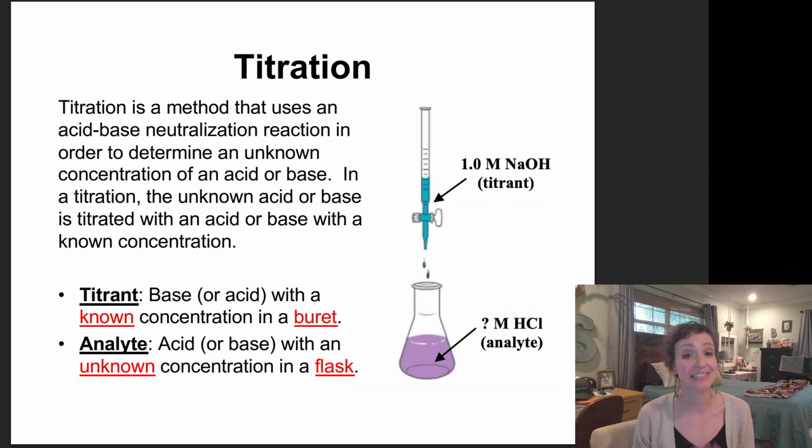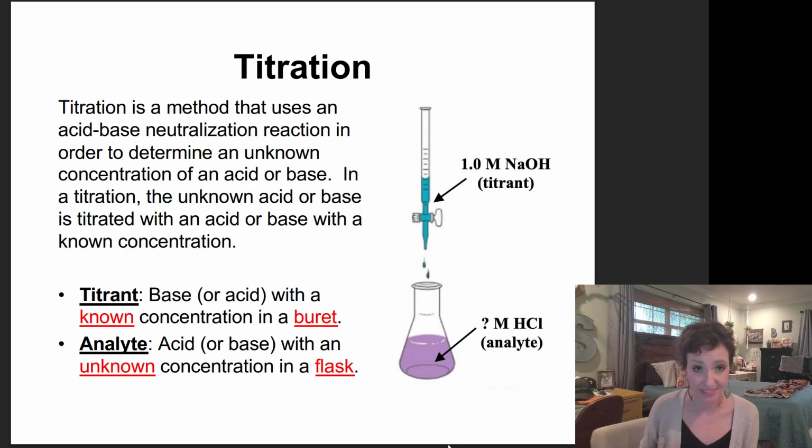Titration. Titration is a method that uses an acid-base neutralization reaction in order to determine an unknown concentration of an acid or a base. In a titration, the unknown acid or base is titrated with an acid or a base with a known concentration. You're saying a lot of words here, and I am. Let's break it down. I got a cool picture here to show you what I'm talking about.